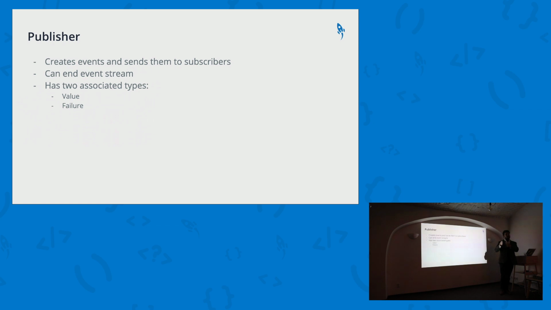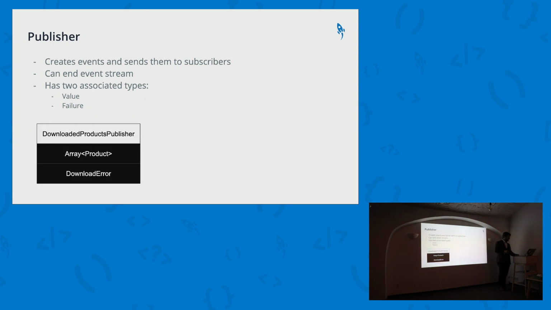It's the kind of event that's floating from the publisher, and it has a failure type. And you can choose whether you want to have a failure type, which is, for example, some error, or you can say that it can never fail, and then the failure type would be Never, which is a new type which you might be already familiar with. So example here, if we would download products, then our value would be an array of those products, while the failure type would be a download error.